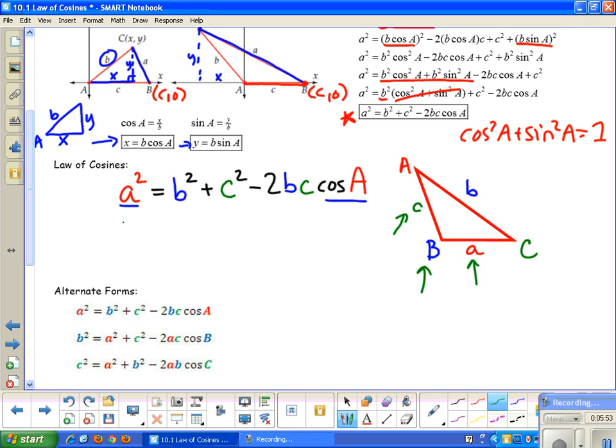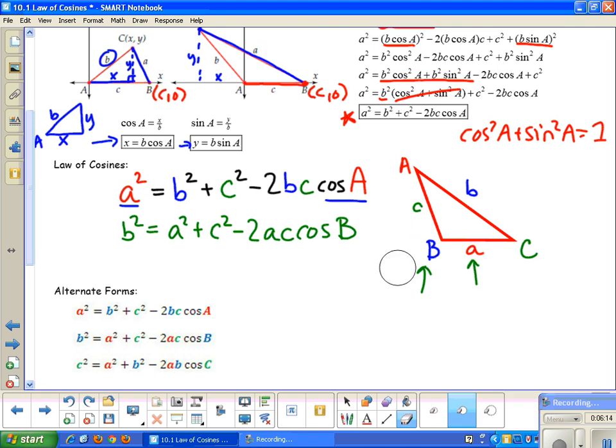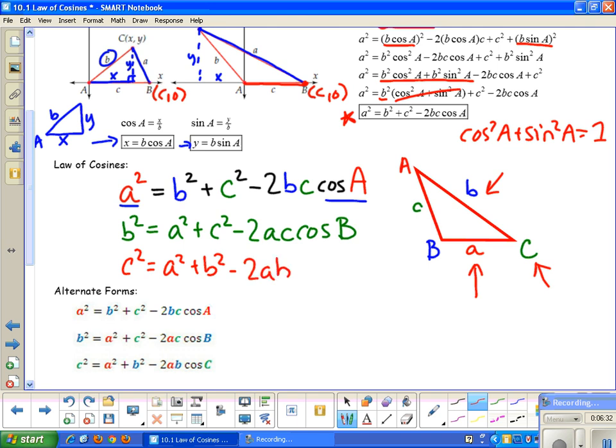In this case, the side that I'm solving for would be B squared equals, I'd take the other two lengths, A squared plus C squared minus 2 times those lengths, A and C, and then I do the cosine of the angle of the side I'm trying to find. That would be if I'm trying to solve for length B. If I'm trying to solve for side C, and I knew what side A and side B was and angle C, then I can solve this by doing C squared is equal to A squared plus B squared minus 2AB times the cosine of angle C.